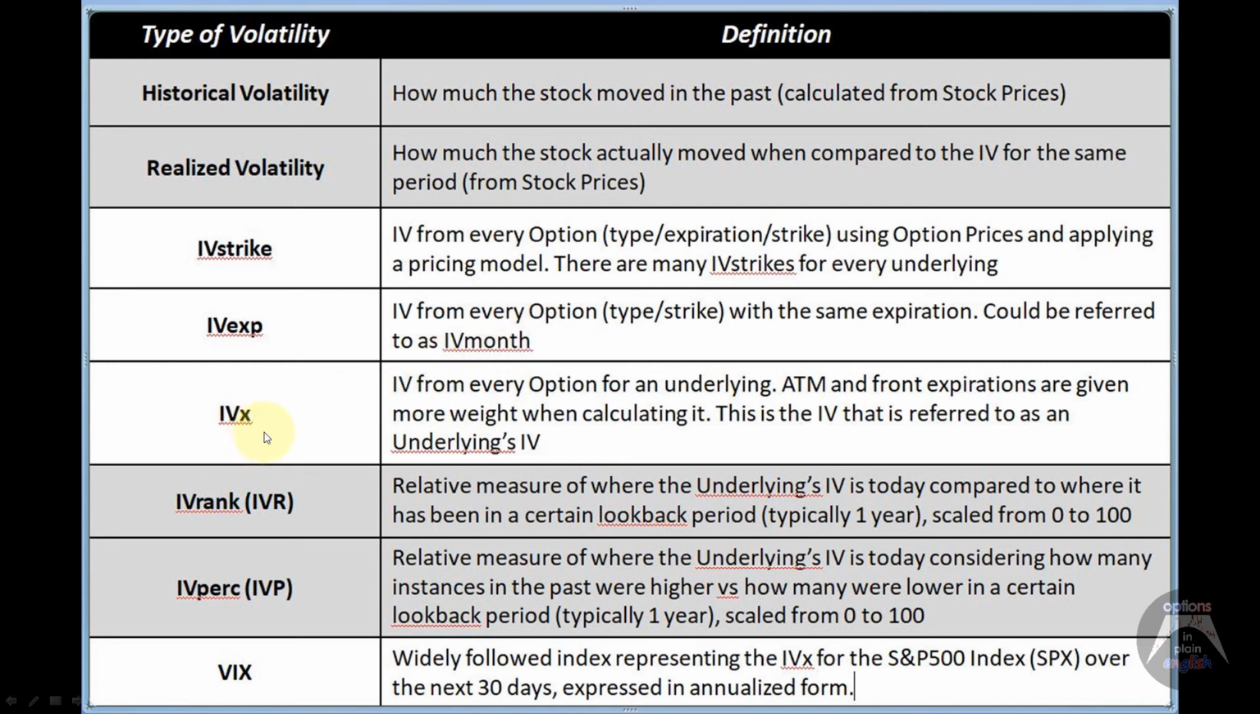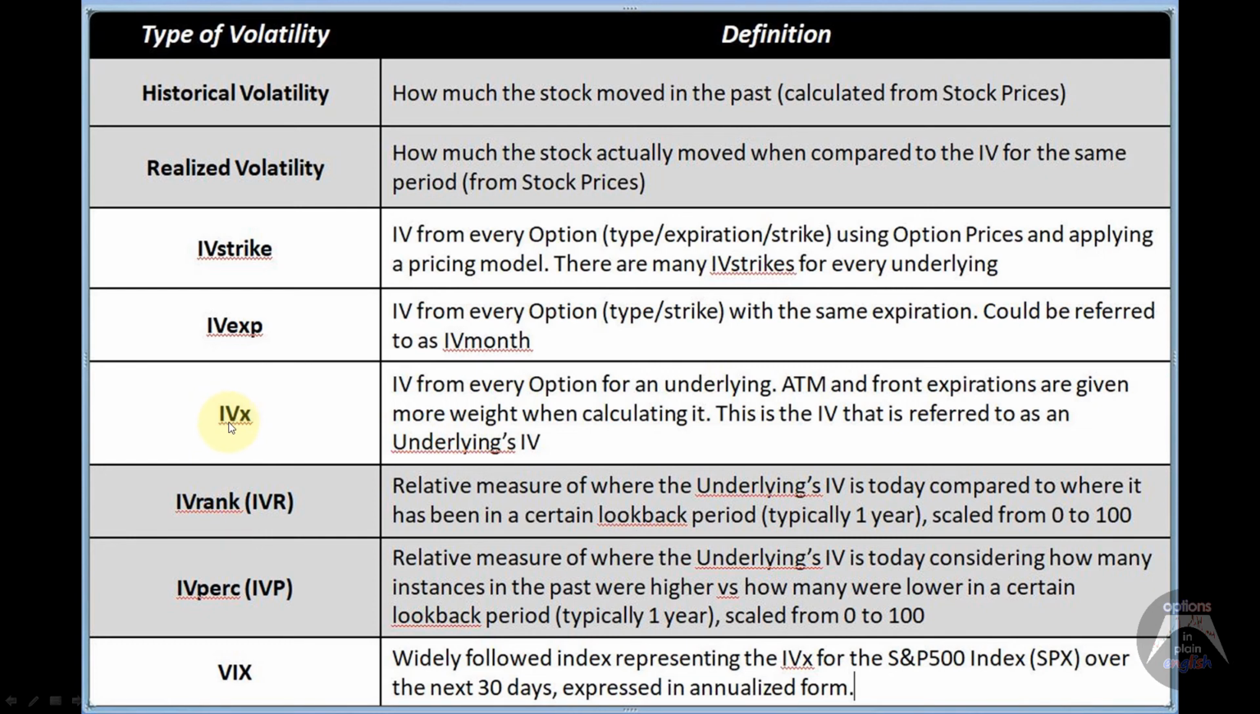IVX or IV is the IV from every option for an underlying. At the money and front expirations are given more weight when calculating it. This is the IV that is referred to as an underlying's IV. So this is obtained from every option under a certain underlying, and again the weight is a little bit different for at the money and out of the money, and also for front month and front expirations and back expirations.